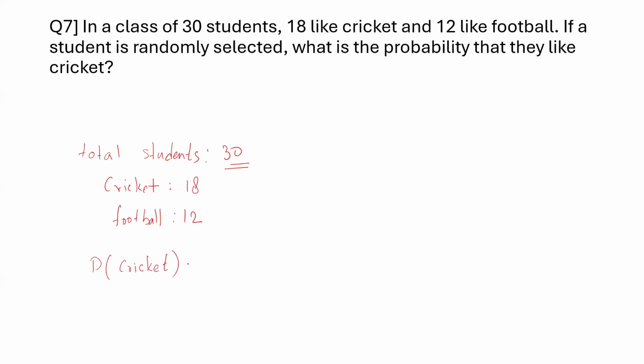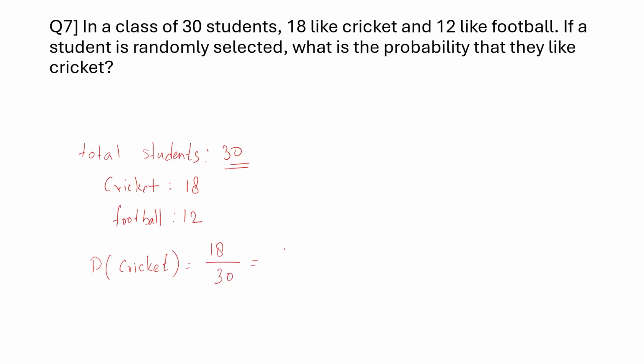That is what they are asking. How will you solve it? The probability that the student you picked likes cricket. So how many students like cricket? 18, right? So that one student could be anything out of 18. All 18 are in your favorable cases. And how many total students are there? You have a total of 30 students.